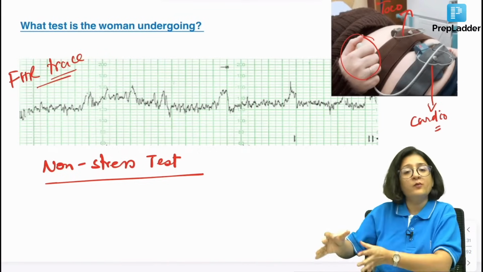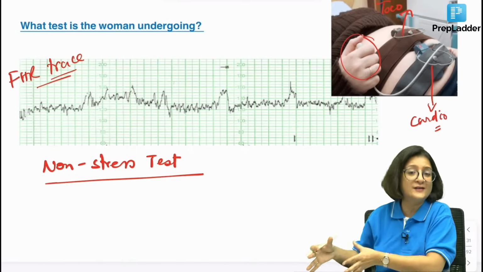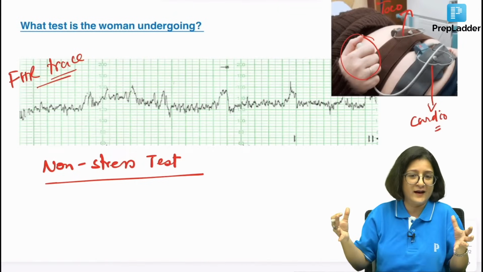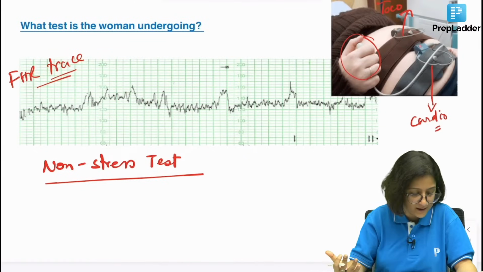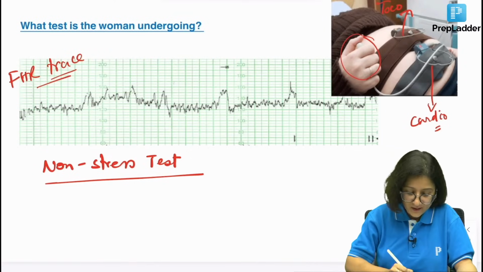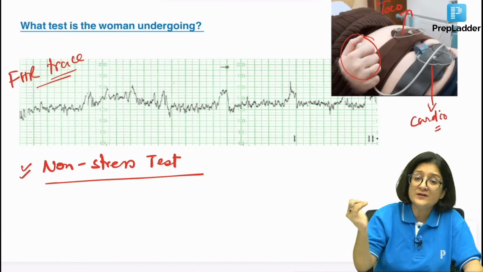The same equipment, the same set of things, you do it in your labor room when the woman is getting contractions, she is in labor. It's something that we call continuous cardiotocography. So they're also analyzed similarly. So this specifically here is the non-stress test. And we also analyze them similarly.